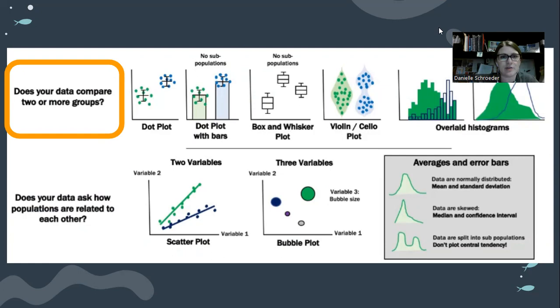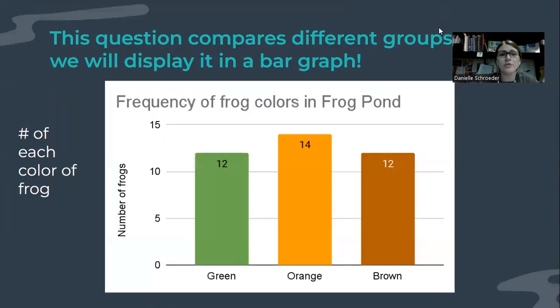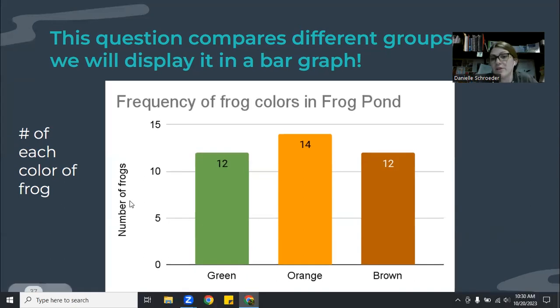So let's see what I put together. In our group comparison, we are specifically looking at color of frog, right? We're looking at green, orange, brown frogs, and this is the number of each frogs found at that location. Here we've got a nice clear bar graph that shows how many frogs were caught at each location and what color they were.